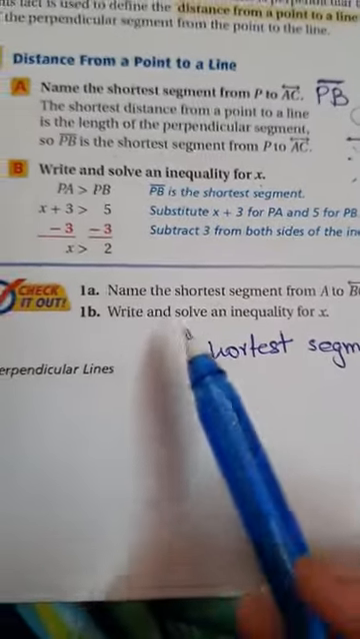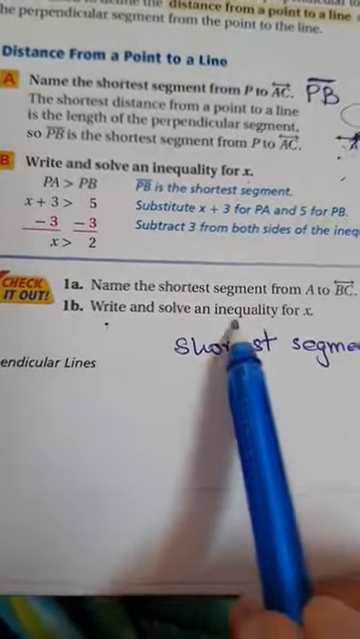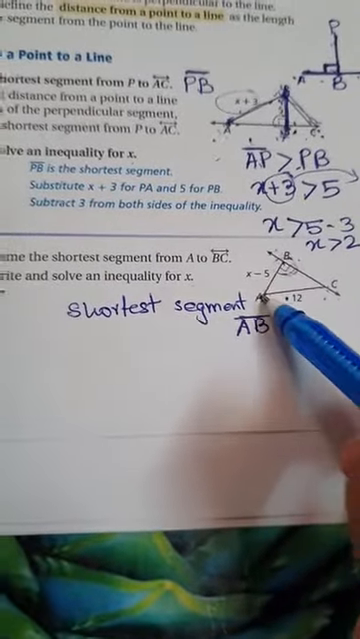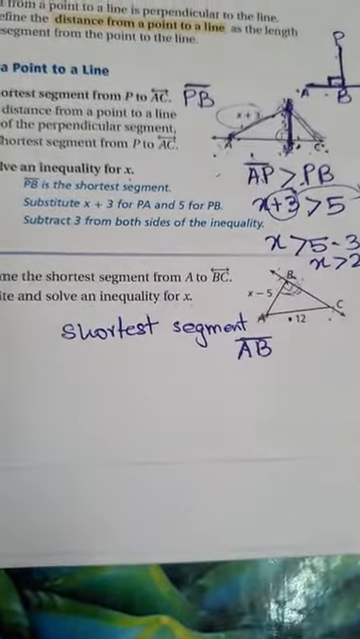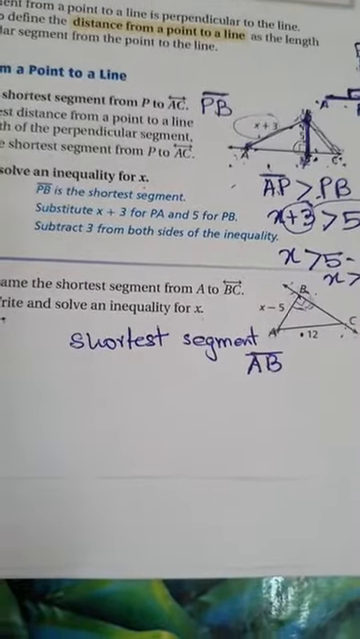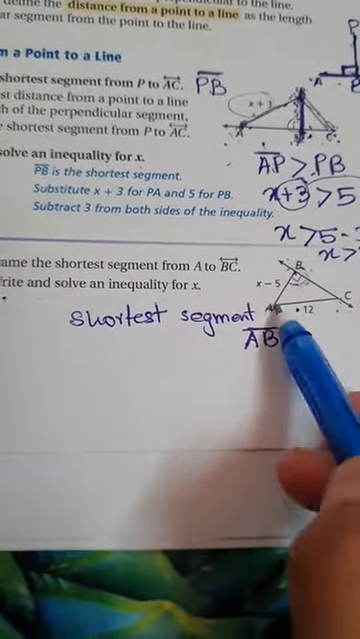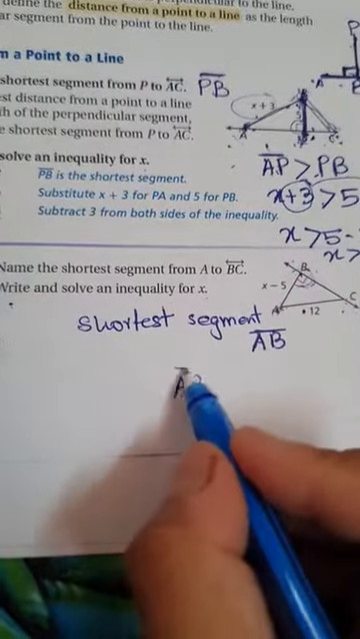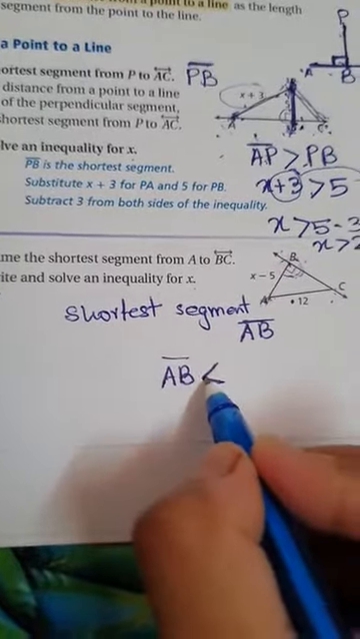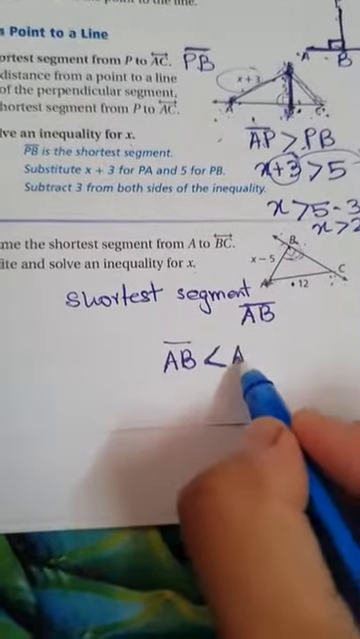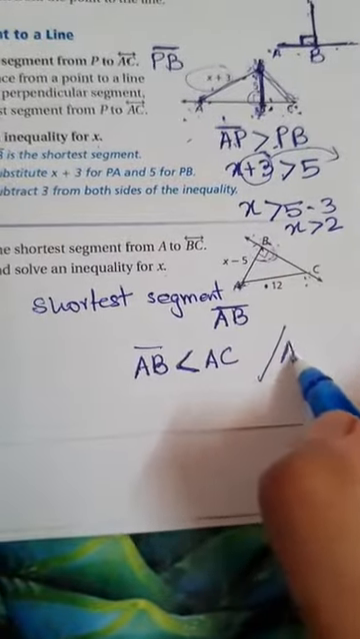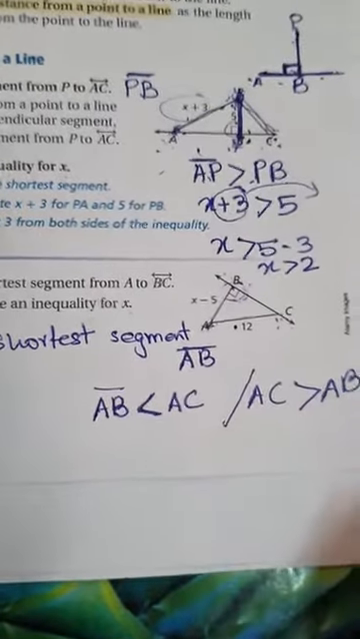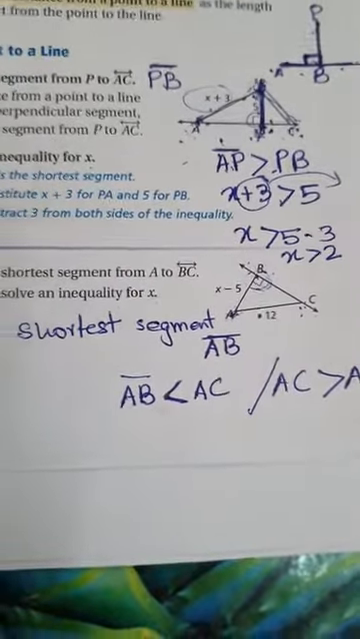Okay, now moving on to part 2. Write and solve an inequality for x. So now we know that AB is the shortest. All the others are going to be longer than that. So how are you going to write the inequality for that? This is the shortest. So first let's write that. Okay, so AB is always going to be less than AC. Or you can also write it as AC is going to be greater than AB. It's also the same whether however you change it, right?